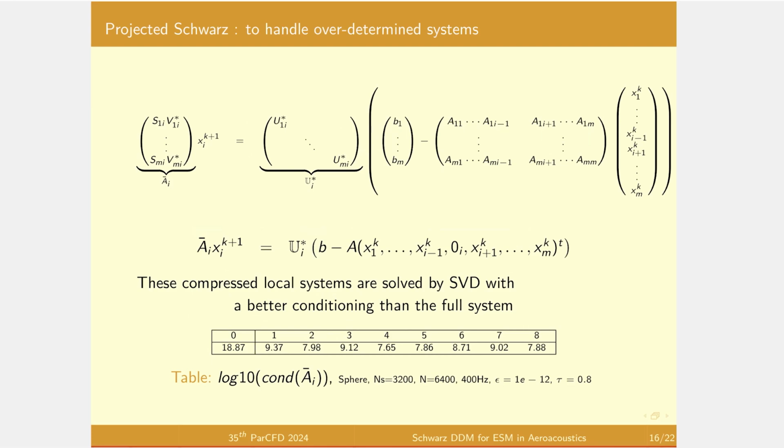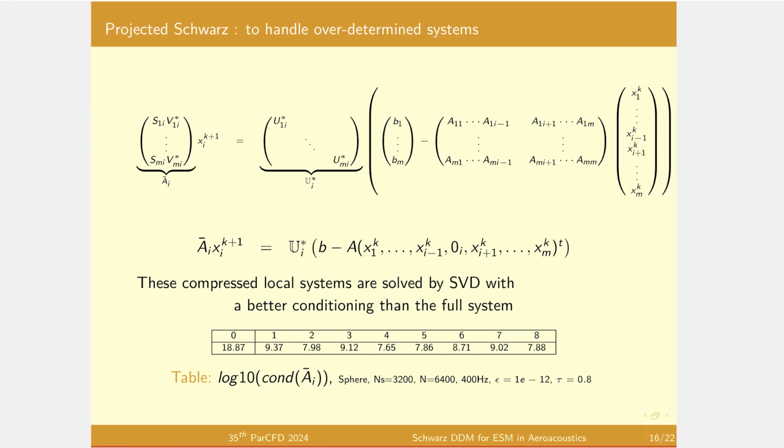So we can rewrite this like this. For each component E, we have a matrix A bar E. We project the residual where we don't have the E component. So this gives us this step for the Schwarz for each component E of the subdomain, and this comprises the local system. These problems are solved by SVD decompositions, and we have a better conditioning than the full system.